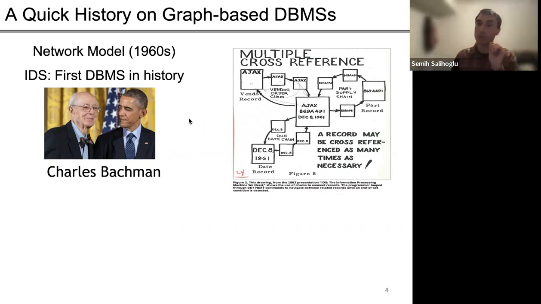And on the right, I'm showing you, hopefully, something that looks like a graph, right? And that's a picture from 1962, describing Charlie Bachman's system ideas. And network is just another term for a graph. And he had a data model where you had these records that could link to other records through edges.